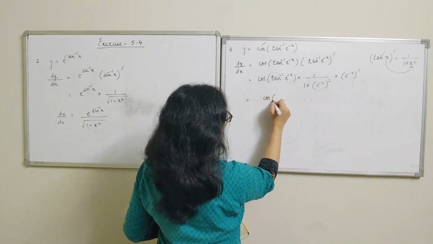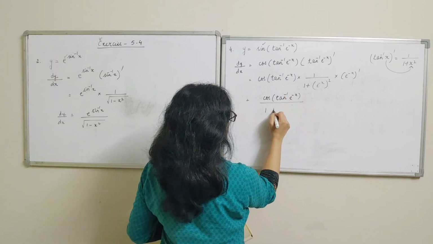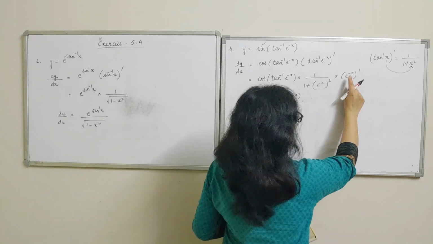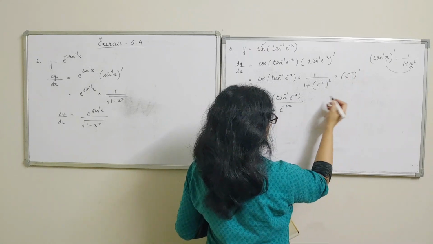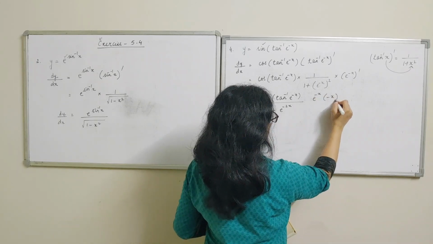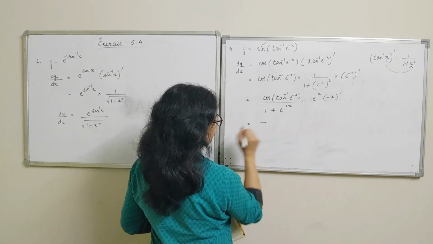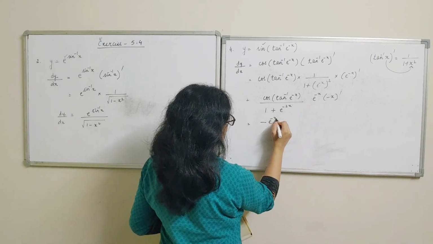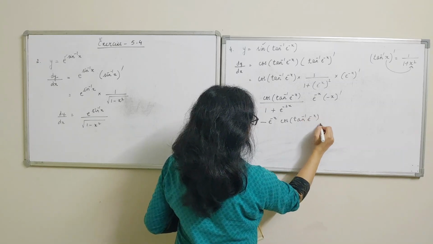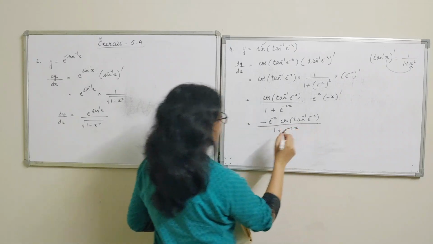So cos tan inverse e to the power minus x upon 1 plus square of this would be e to the power minus 2x, right? And then derivative of this. This is again not a standard exponential function, but the moment you differentiate exponential function, you get this, and then you differentiate its power. When you differentiate its power, you get minus 1. So that minus sign I'm going to put here in front. Then I'll write down here the exponential function, then the cos function, and then the denominator. So this is the derivative of the required function.